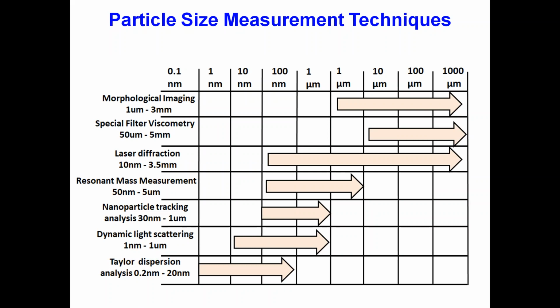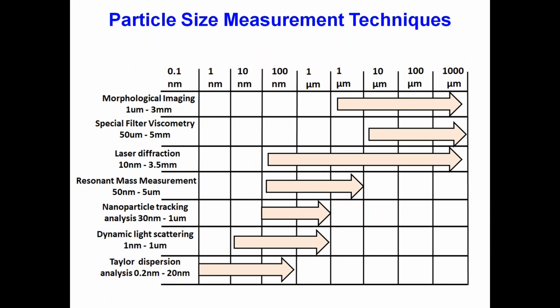Then laser diffraction. This technique has a wide range of measurement potential, 10 nanometer to 3.5 millimeter. Then resonant mass measurement, 50 nanometer to 5 micron. Nanoparticle tracking, this is also a very promising technique nowadays, and by using this technique, you can measure 30 nanometer to 1 micron. Then dynamic light scattering. This is better than nanoparticle tracking, and by this technique, we can measure 1 nanometer to 1 micron.